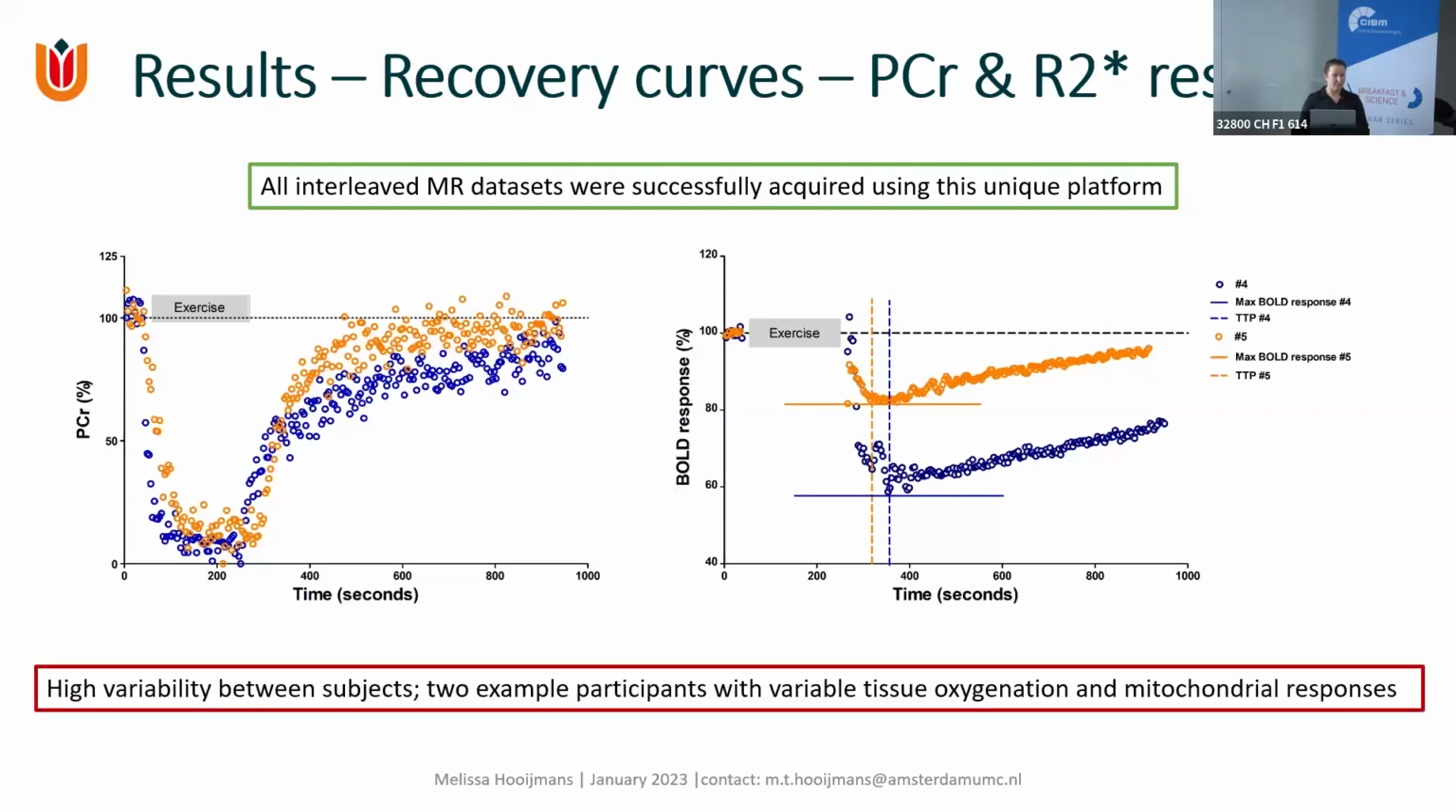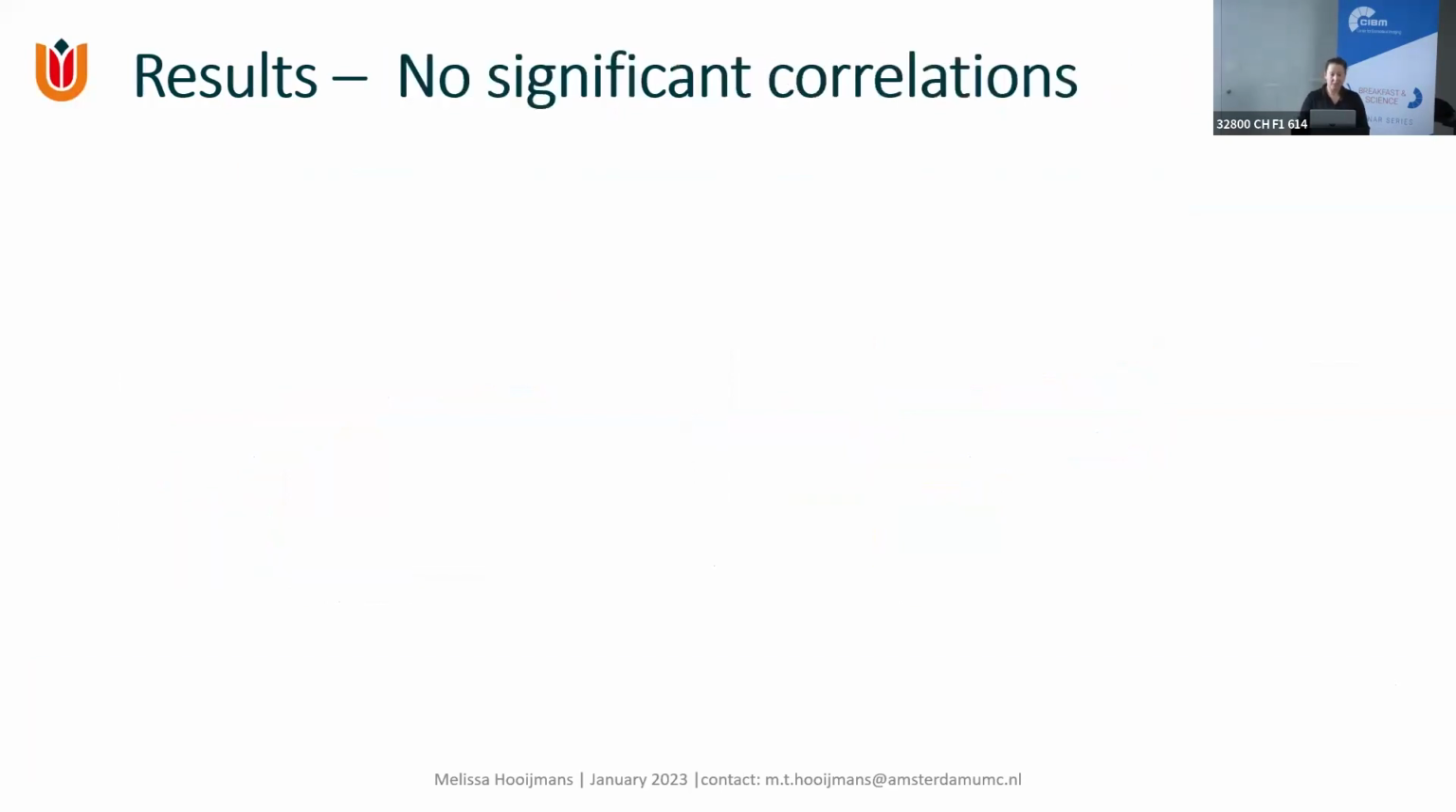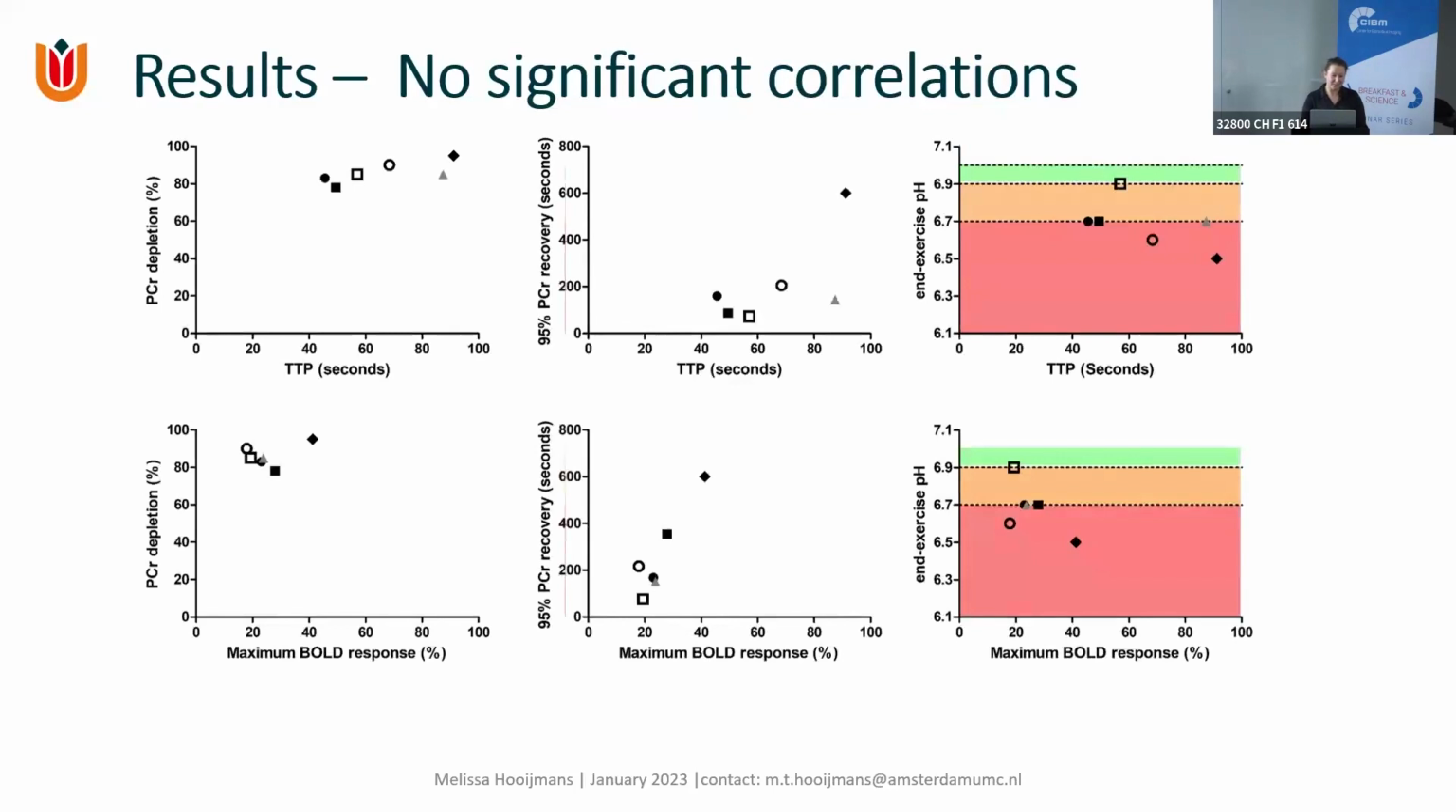So we ended up with high variability, not only between these two participants, but between all our participants in the pilot data. We also did some correlations between the level of PCR depletion and the time it took to reach the peak of tissue oxygenation, for instance. And we did not see very clear correlations, which is quite logical when you have such a small data set, but it was just to get a feeling about how the data corresponded to each other.